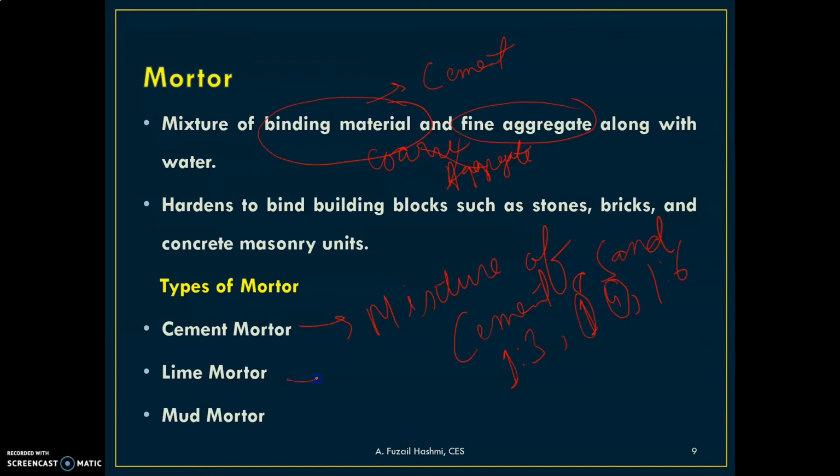Lime mortar is a mixture of lime powder and surkhi along with the water. Here also it is in various proportions, that is 1:1 or 1:2. In the last category, that is the mud mortar, it is a mixture of clay, silt and sand. Clay, and after clay we have silt plus sand. So this is a mixture of silt, sand and clay along with the water.